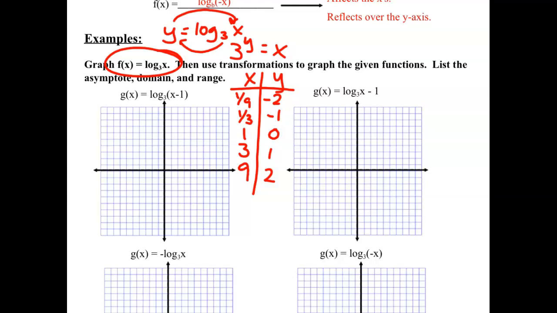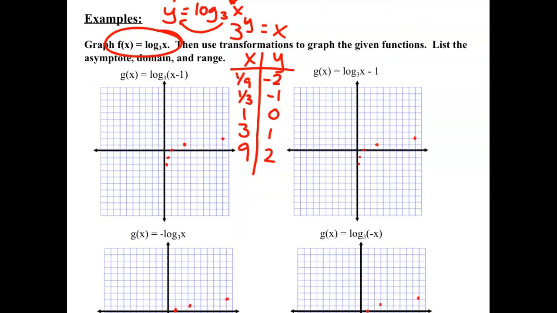So I'm going to give you guys a minute. Just pause the recording. I want you to graph those parent function points on the rest of our grids, because we're going to just use that same function for all of them. So all of your graphs should now have the parent function points plotted. To the right 1/9 down 2, to the right 1/3 down 1, 1 0, 3 1, and 9 2.